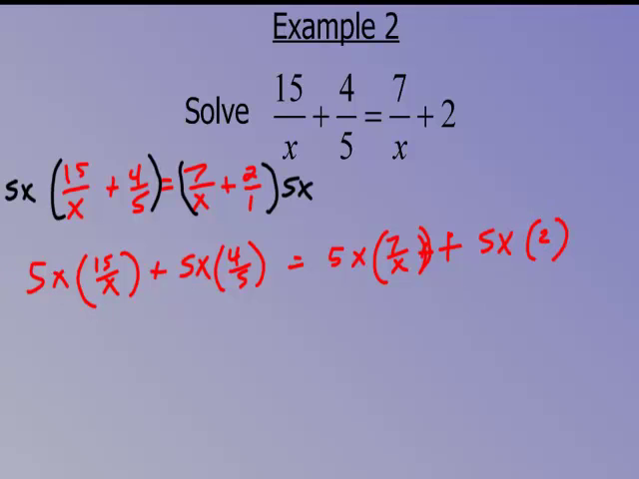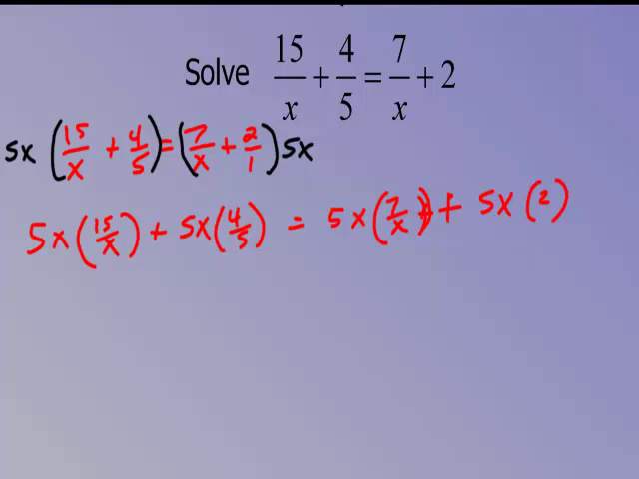Now I'll see that the x's cancel out here. On this one, the 5's are going to cancel out. And on this side, the x's cancel out, and then here I don't have to worry because it's 2 over 1, or just 2. So when I rewrite this, I'll have 75 plus 4x equals, 5 and 7 gives me 35, plus 10x.